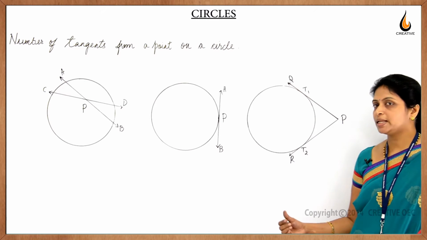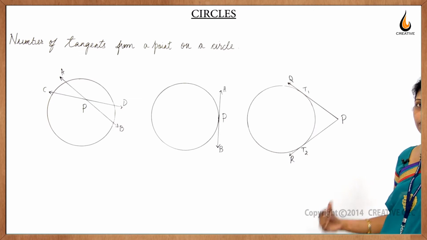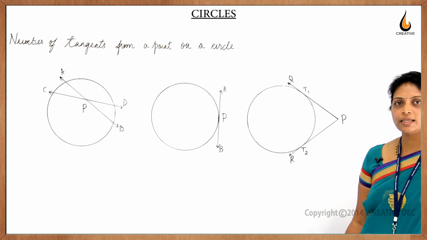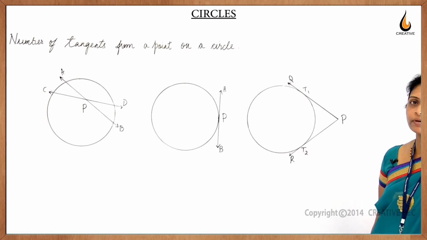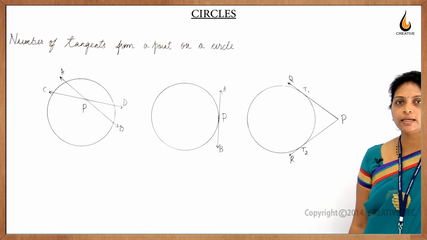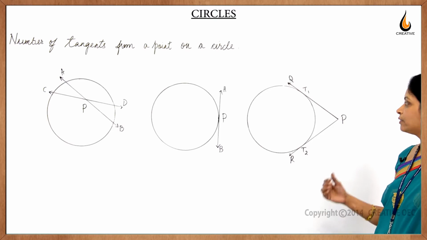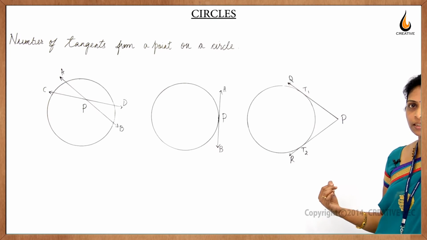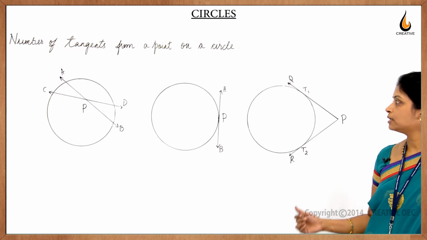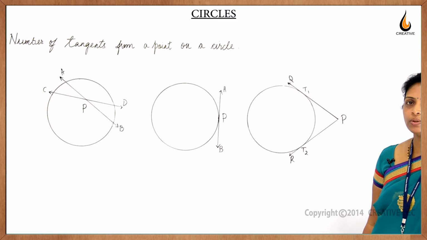Now, if the point P lies outside the circle, that is the third case, from the point P, if you draw any line, you can draw a number of lines, but we will see that only one line will touch the circle at one point, and in the other direction when you draw, there also it will touch the circle at one point. So, we can draw maximum two tangents from a point P which lies outside the circle. From a point outside the circle to the circle, we can draw two tangents.